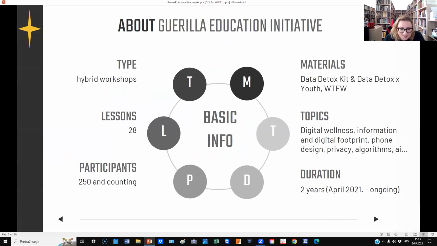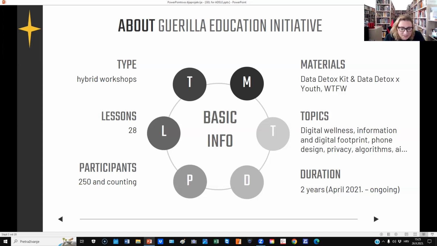The idea came up in April 2021 when we translated the materials into Croatian. We taught ourselves the basic knowledge and began working with our patrons. Then a series of fortunate events happened for us.